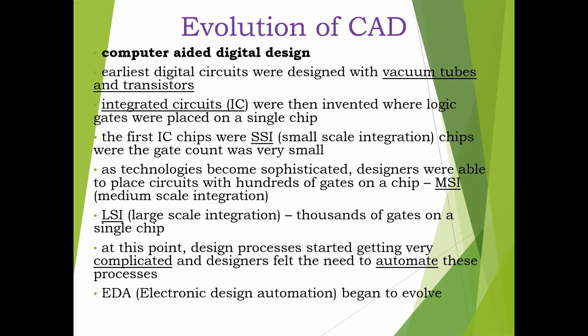Thousands of gates on a chip required a larger space to rig up the circuit, and many breadboards, or a big breadboard, were required. At this point, design processes started getting very complicated, and designers felt the need to automate them. In parallel, Intel's 4-bit and 8-bit microprocessors were building up, and because of that PCs were getting updated.